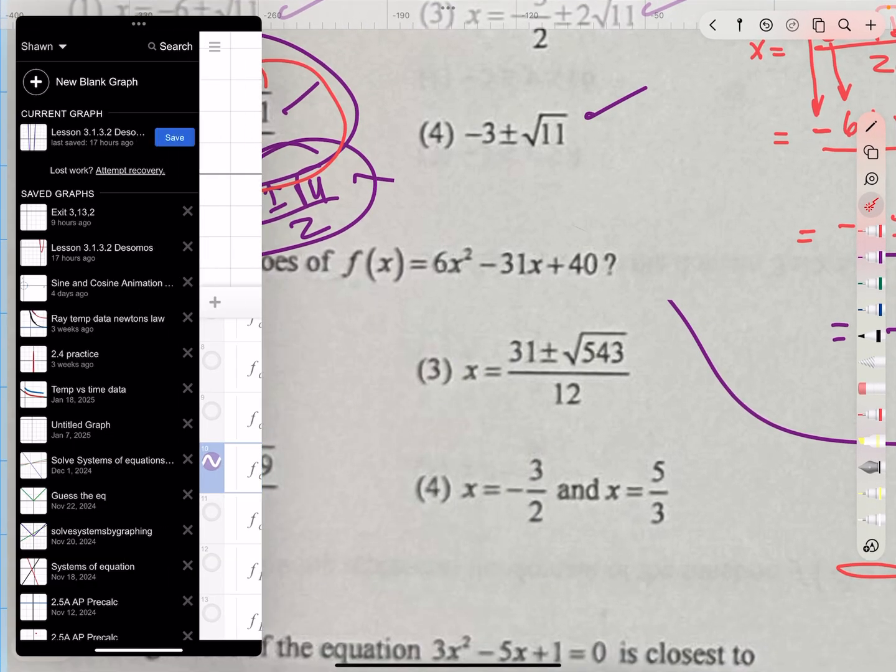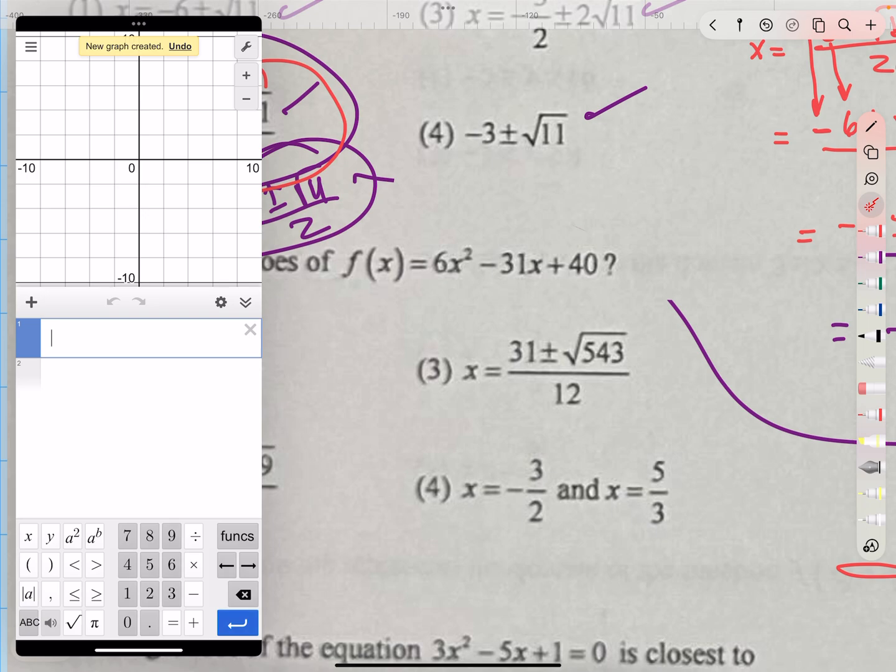And I'll just make a new graph here. And you just type your equation in: 6x squared minus 31x, sorry, and then plus 40.